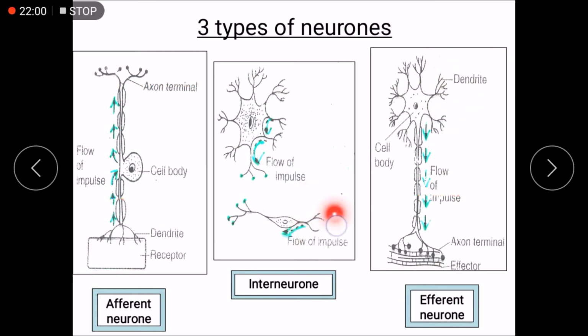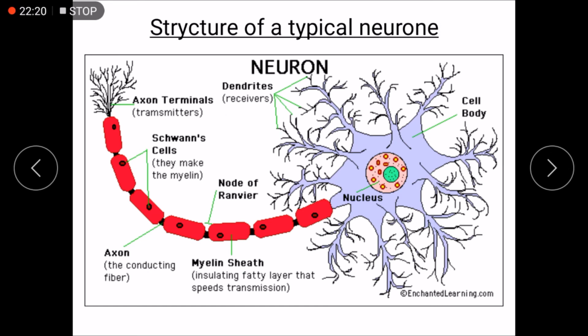For interneuron, we cannot really recognize which is dendrite and which is axon, but they will be receiving and then sending out. Now this is the typical neuron and the names of its parts with some of the functions. Dendrite is the receiver, the cell body you have to memorize, the myelin sheath and what its function is, axon, and then axon terminal. Axon is the whole thing, axon terminal is the last part.